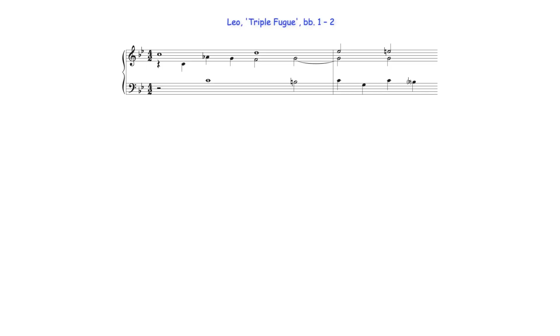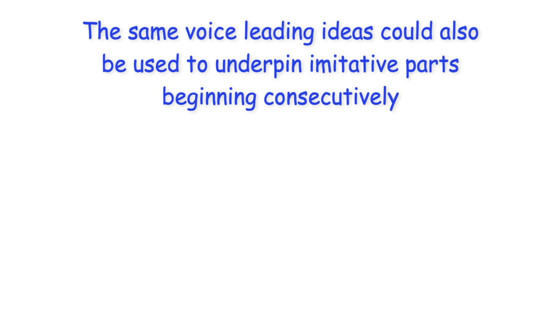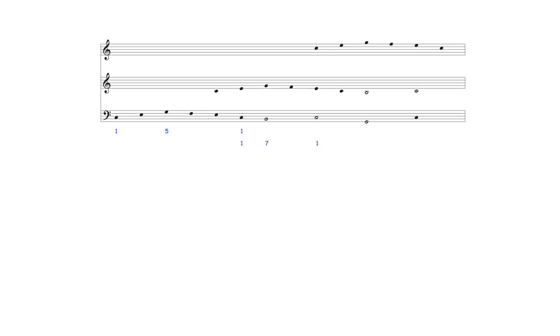The same idea can be seen here in the opening of this fugue, where a 1-2-3 and 1-7-1 strand are combined with an inner part moving 5-4-5. The same voice leading ideas could also be used to underpin imitative parts beginning consecutively. Initially, in this paradigm, for example, tonic C major harmony is arpeggiated, outlining a 1-5-1 strand, which then moves as a 1-7-1 strand, above which the same strands may be combined in 2 and 3 parts.